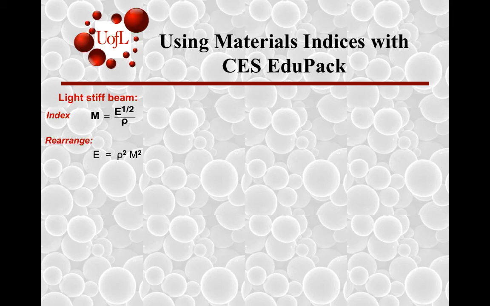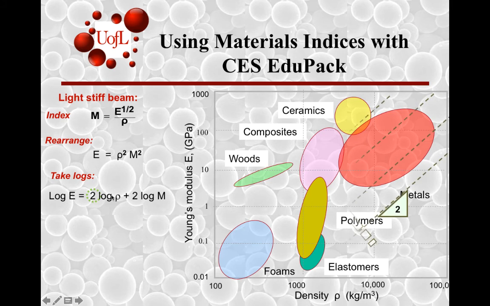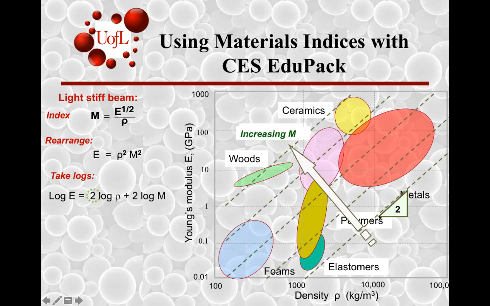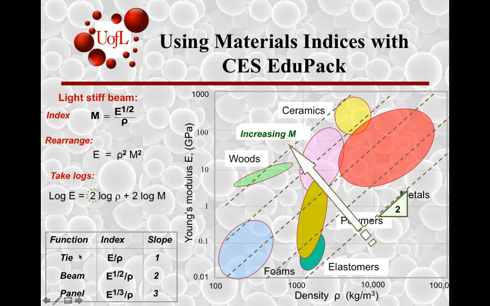If you take squares on both sides and rearrange terms, E will be rho square times m square. If you take logs on both sides, in a plot of E, the modulus, versus rho, the density, you will choose a line with a slope of 2. Okay. So here's a plot of modulus versus density. And for this kind of a beam, you see that the slope that you have to use is 2.